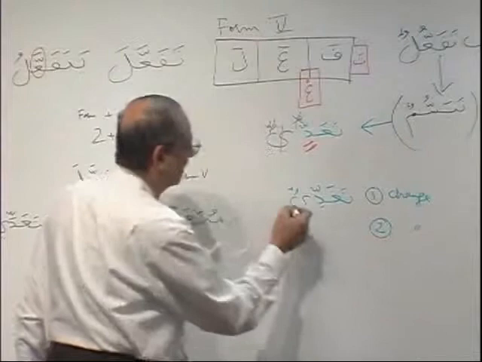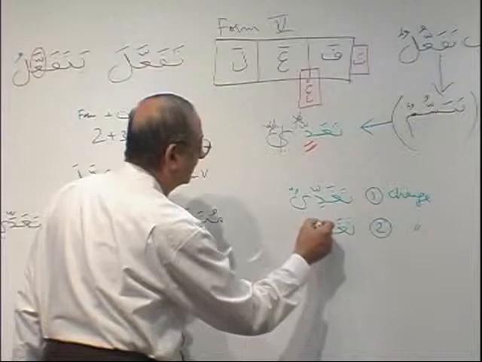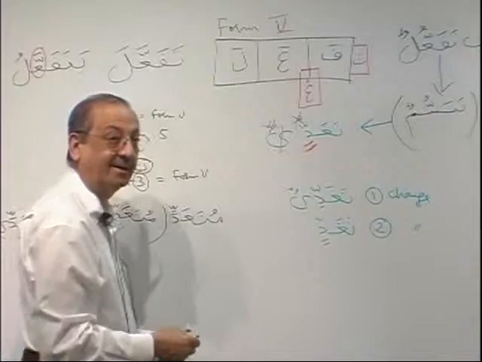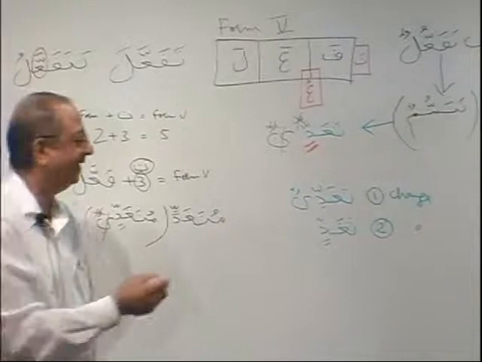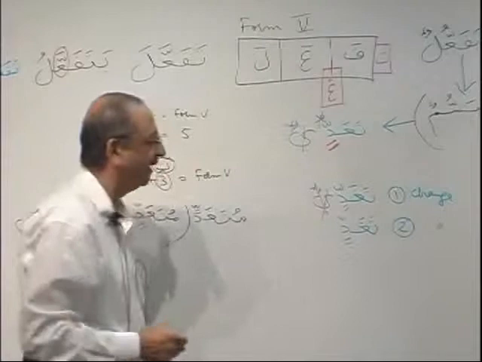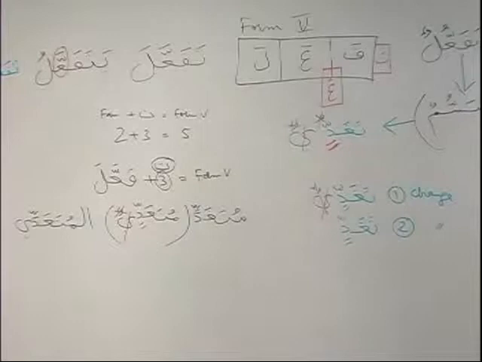Second change is taghaddin. Why did it happen? Because before the ya with the tanween, there was a kasra. Are you with me, brothers and sisters? I'm trying to explain to you in detail and as simply as possible.